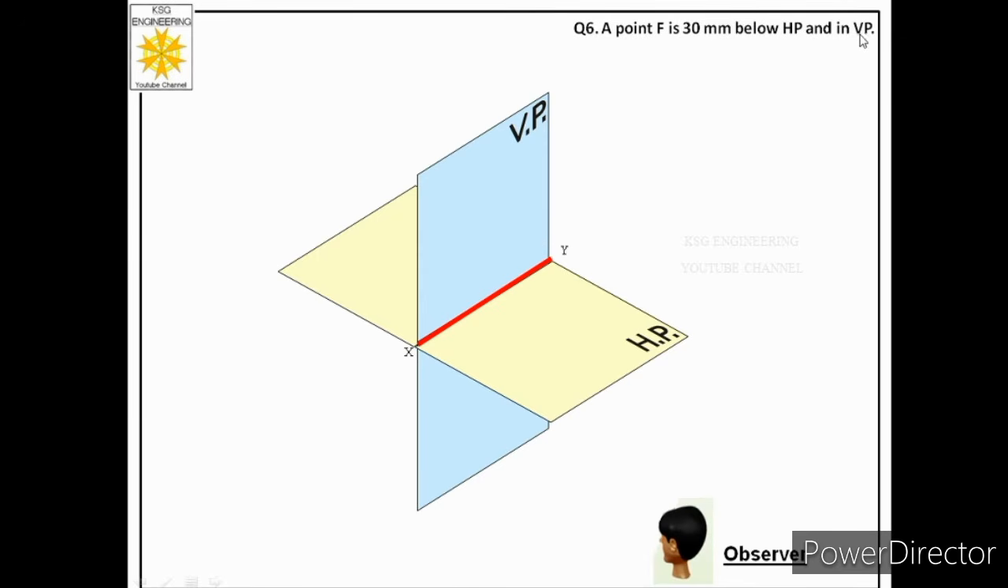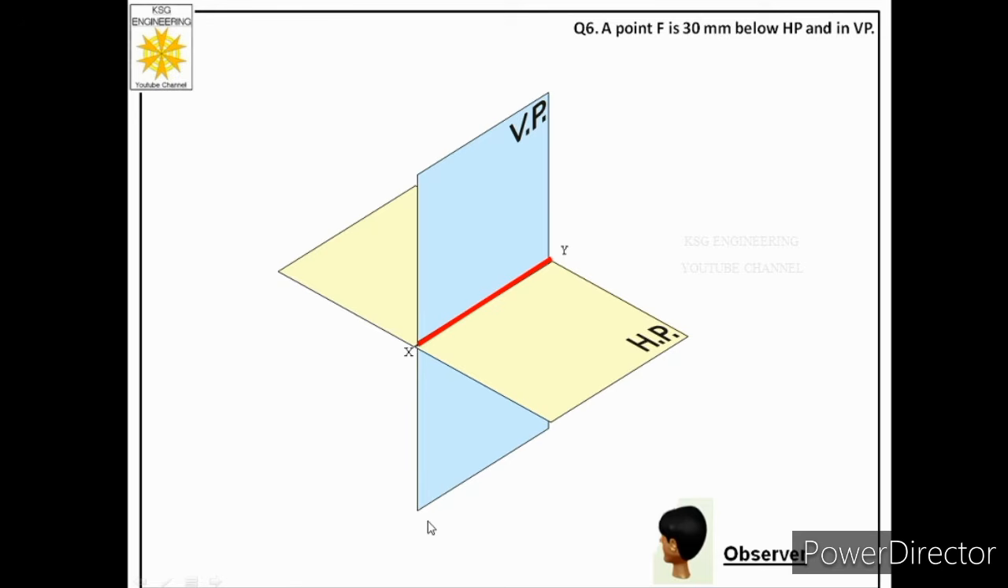Now when he says in VP, then we must think that there are two parts of VP. One part is above HP and the other part is below HP. So let us see which part he is talking about. He is talking about the part which is below HP because he is saying point F is 30 mm below HP and in VP. It means he is talking about this part of VP which is below HP.